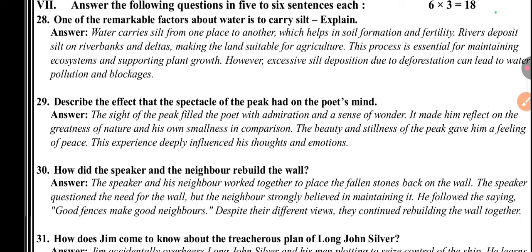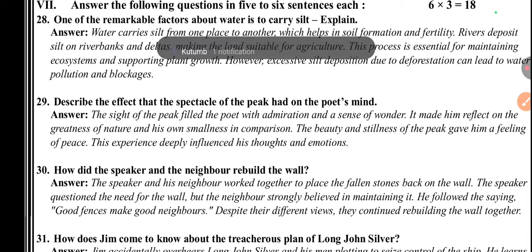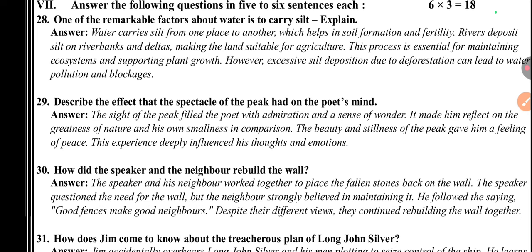28th question. One of the remarkable factors about water is to carry silt. Explain. Water carries silt from one place to another, which helps in soil formation and fertility. Rivers deposit silt on river banks and deltas, making the land suitable for agriculture. This process is essential for maintaining the ecosystem and supporting plant growth. However, excessive silt deposition due to deforestation can lead to water pollution and blockages.